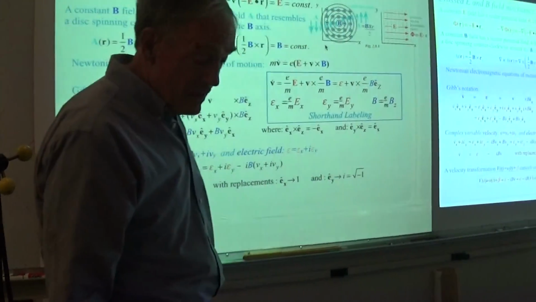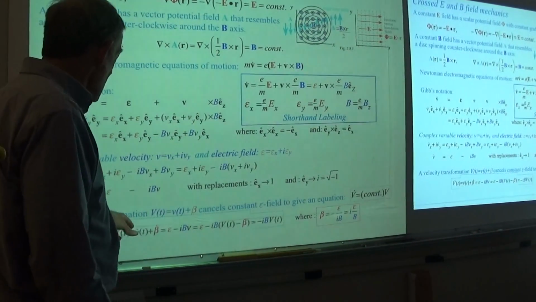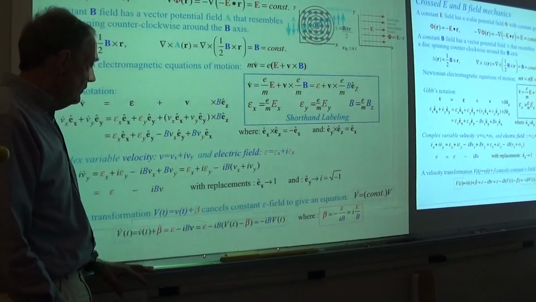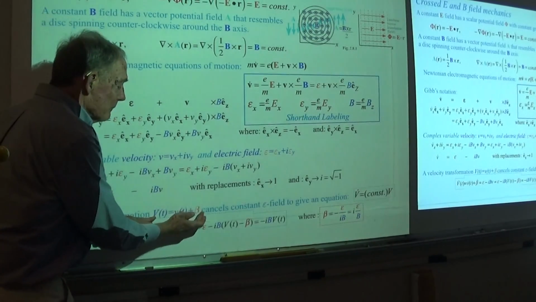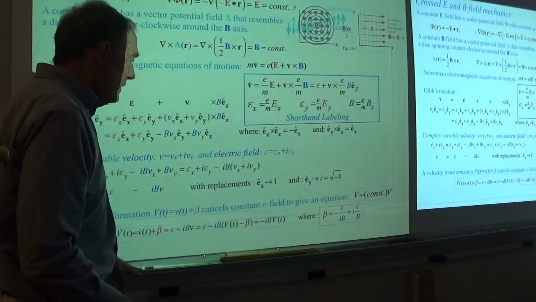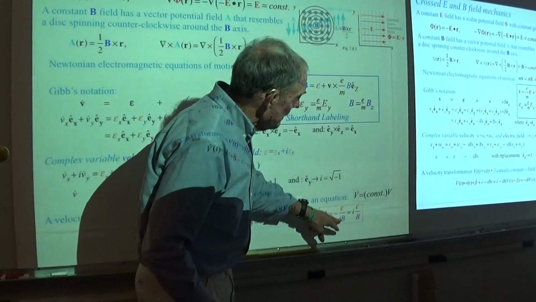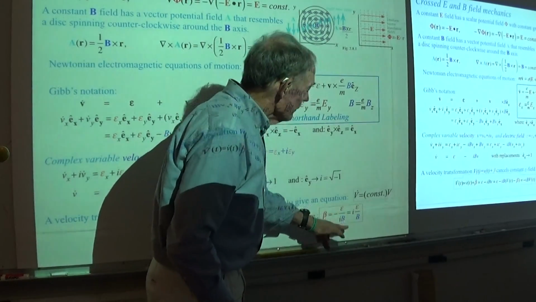So a velocity transformation that I find really useful is to call something a big V if I add a number beta, which I can control. And we'll see how that works. But the beta that I'm going to be adding to it is an imaginary number, the ratio of the electric field to the B field.